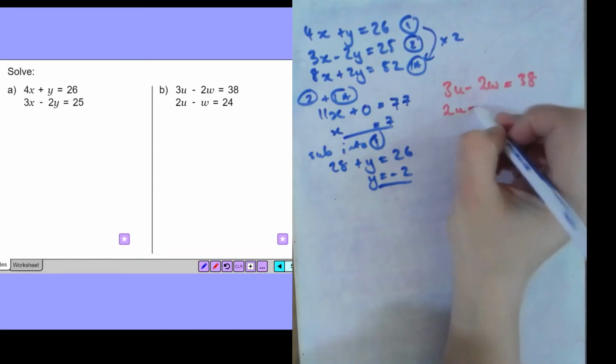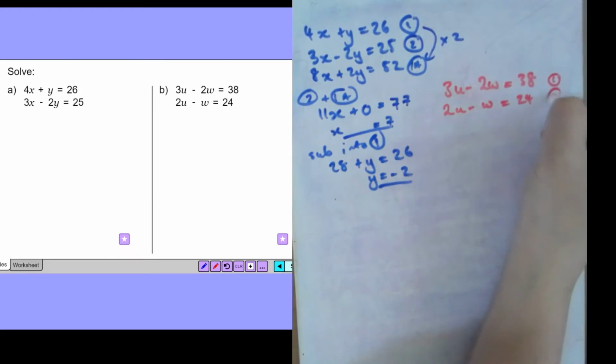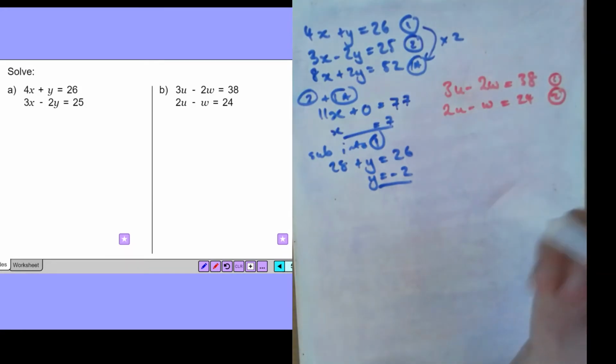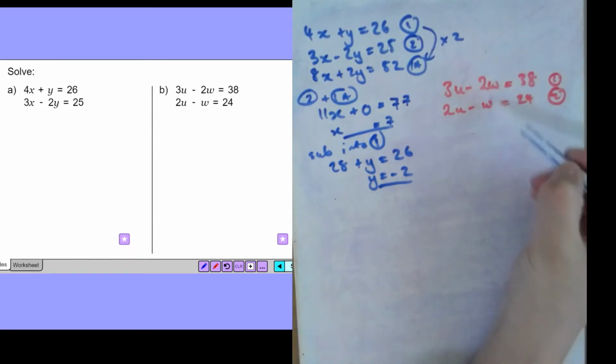Okay, for the second one, I've got 3u, take away 2w equals 38. I've then got 2u, take away w, which is 24. So that's my equation 1, equation 2. So again, just looking for what's the same, what isn't. These two magnitudes, the lowest common multiple is 6, so that means I have to change both of them. These two magnitudes, the lowest common multiple is 2, so I only have to change the bottom one.